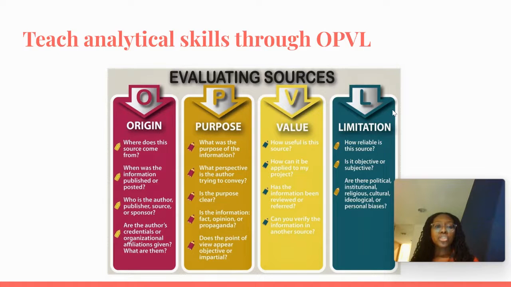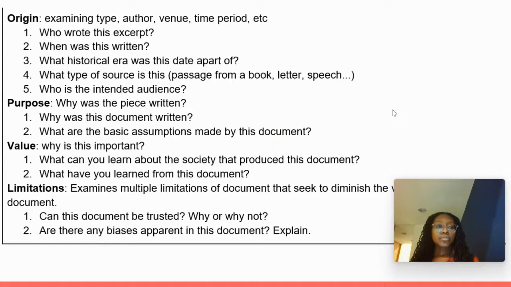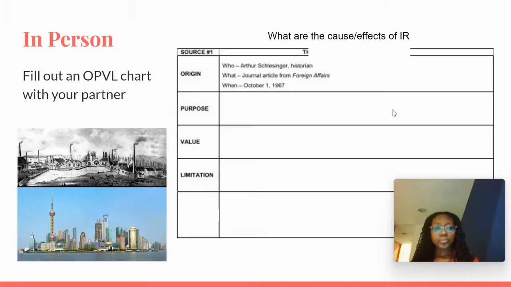OPVL just requires students to analyze the text from 4 different lenses in order to get a more holistic understanding of the source. Basically, it's the origin, the purpose, the values, and the limitations. So I would provide the students with this information and these questions, and ask them to answer them.